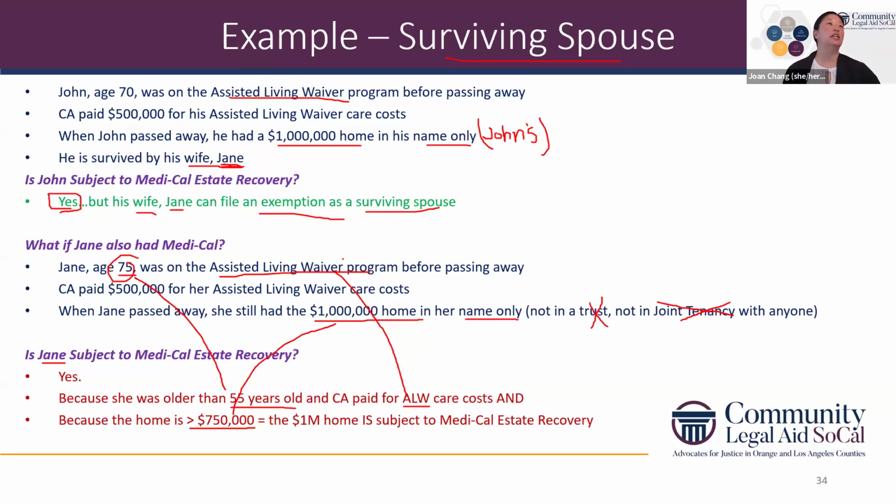So this kind of shows the pre-planning that married Medi-Cal beneficiary couples or registered domestic partnership Medi-Cal beneficiary couples have to go through. You have to plan for when both of y'all pass. Okay, so making sure that you protect your assets and your estates, even after both folks pass away.